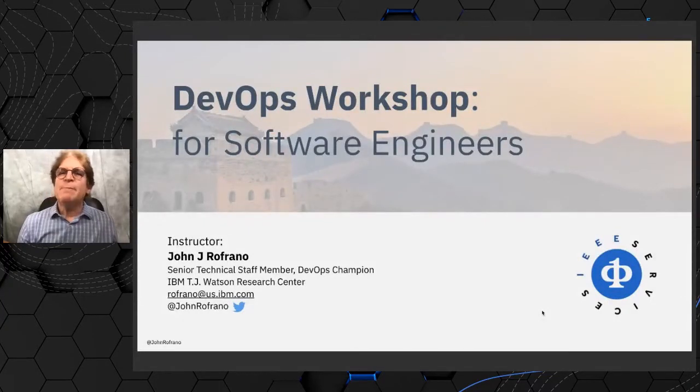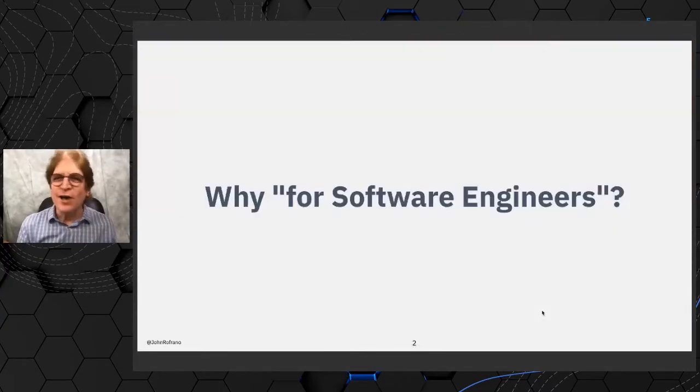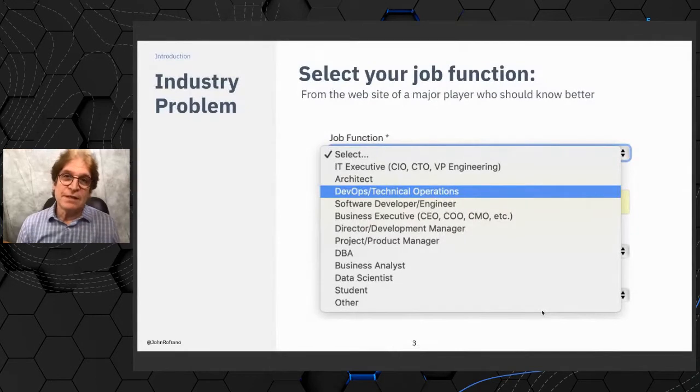So you may be saying to yourself, why for software engineers? Actually, the problem we have in the industry is that DevOps is often misunderstood. What I have on the chart here is an actual dropdown from a major company saying, what's your job function? And somehow they missed the DEV in DevOps and thought ops was all the DevOps people do. And if you go out and read the job postings for DevOps engineer, you could just close your eyes, erase DevOps engineer, and put sysadmin, and the posting would read pretty much the same.